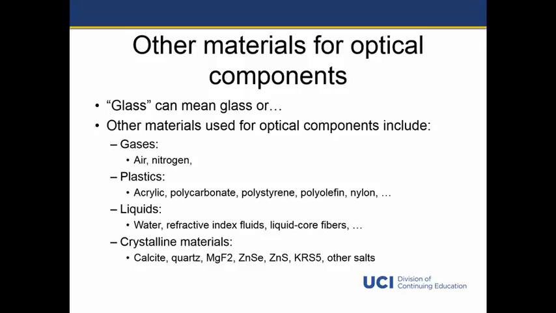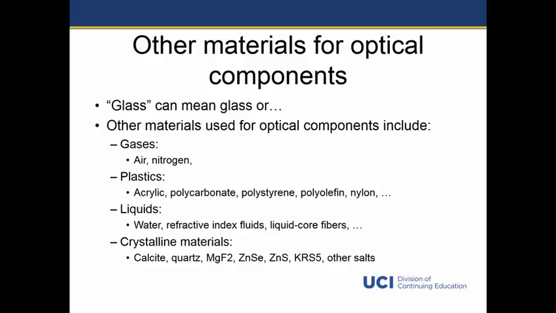Also, a lot of systems these days do have plastic components, acrylics, polycarbonate, polystyrene, etc. Liquids are also common in optical systems. There are systems that do indeed have liquid lens elements, but also we may have systems that are submerged in water, seawater. We may have refractive index matching fluids, for example, in a microscope system. We may have liquid core fibers. Again, perfectly valid optical materials.